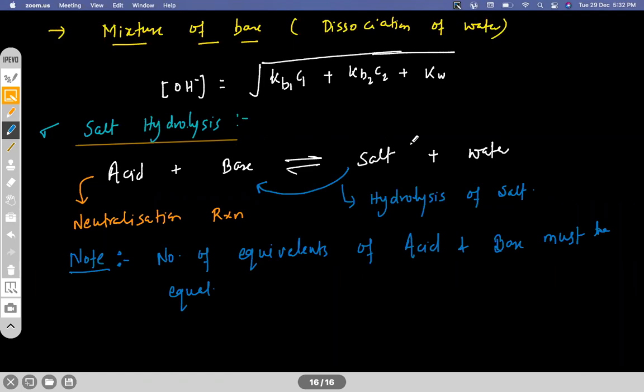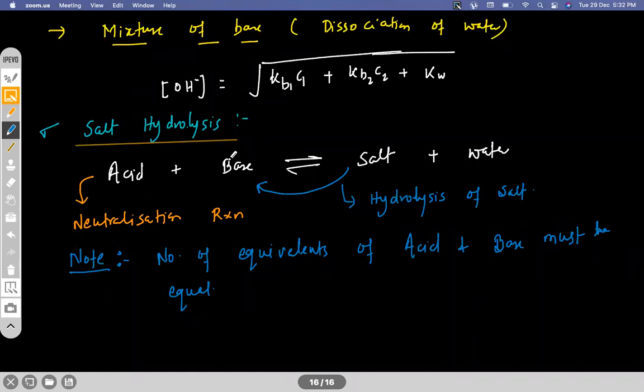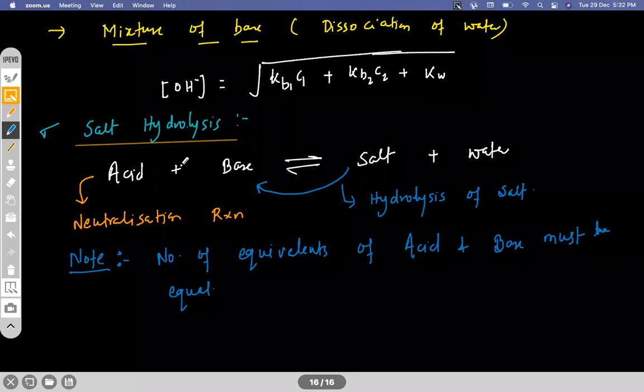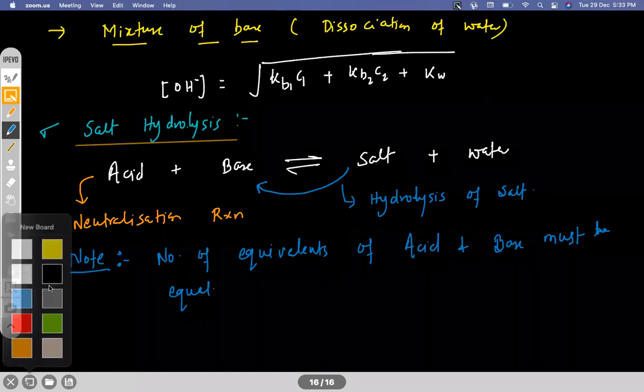But we have four different conditions possible here. We can take strong acid with strong base, weak acid with strong base, strong acid with weak base, and weak acid with weak base. So there are four possibilities depending upon the nature of the acid and base you are taking. For all these four, we need to understand the salt hydrolysis and the formula of pH in each case. So one by one, we'll discuss all four.